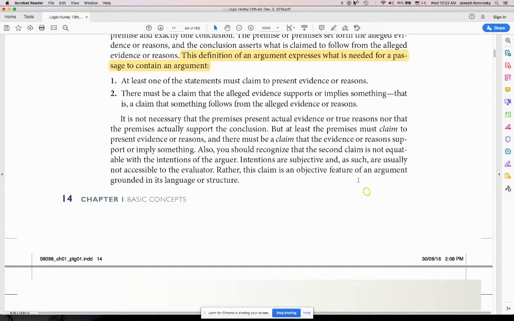And right down here, he emphasizes what I already said. It's not necessary that the premises present actual evidence or true reasons, nor that the premises actually support the conclusion. But at least the premises must claim to present evidence or reasons, and there must be a claim that the evidence or reasons support or imply something. So this is just a huge repeat of what was just said.